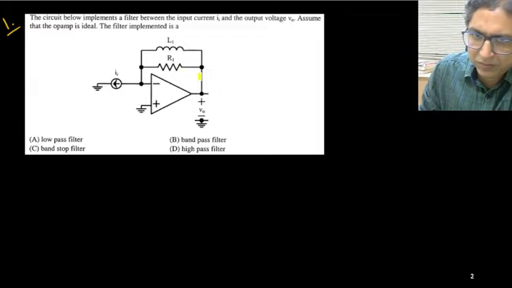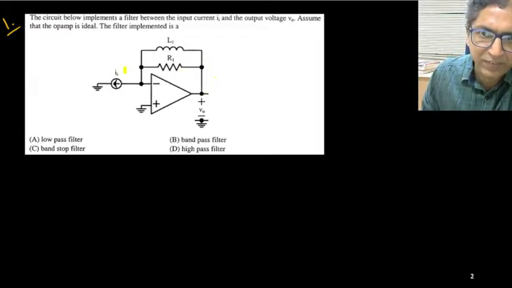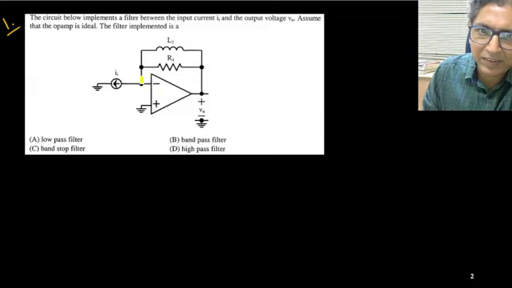And obviously I feel that you know about active filters. The active filters are nothing but the filters designed with active devices like op amp or transistors. So mostly here we will be discussing the filters designed with op amps. So here we have these two elements, inductor and resistance. They are connected in parallel and it is connected in the feedback path of this op amp. This will provide a negative feedback, so it is a stable one.